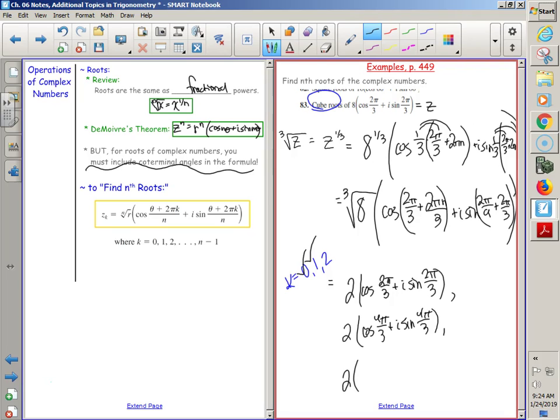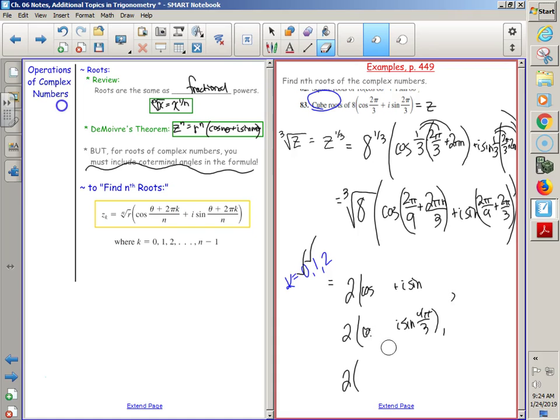4 pi over 3. What'd you say? Oh, thank you, thank you, thank you. How'd I miss that one? Yep, I didn't multiply 3 times 3 is 9, did I? Okay. Lo siento. I thought that was a little too easy.